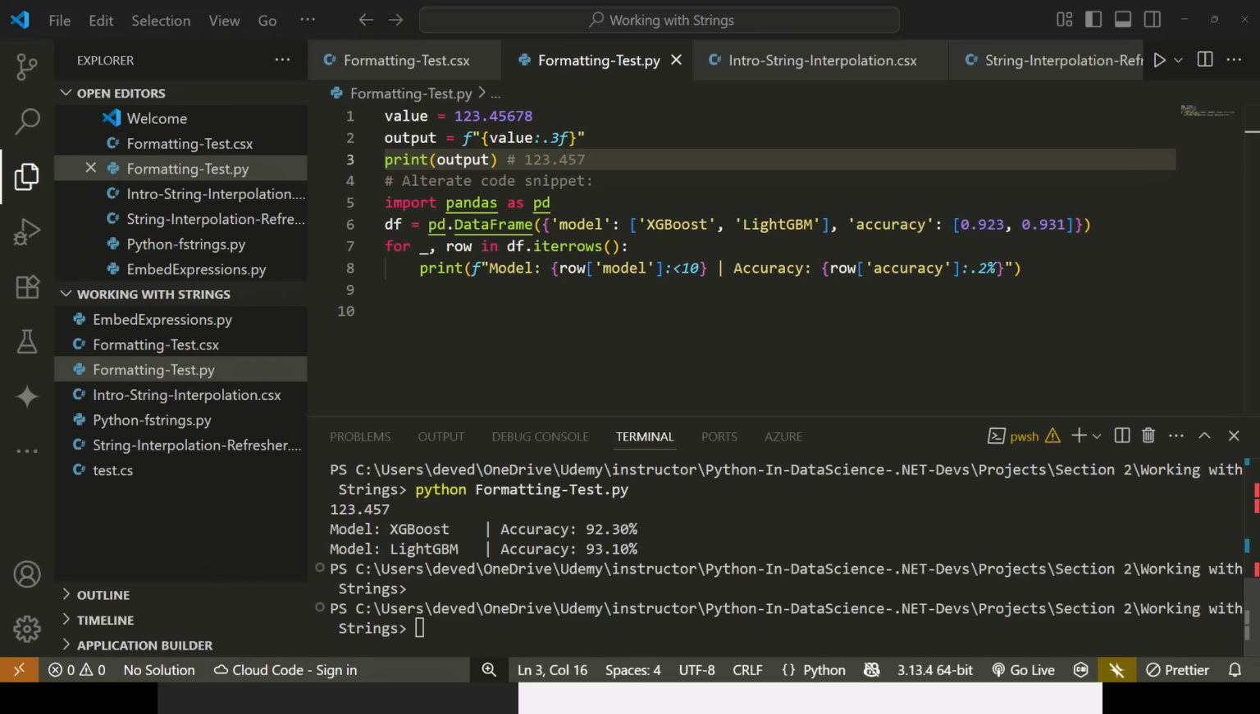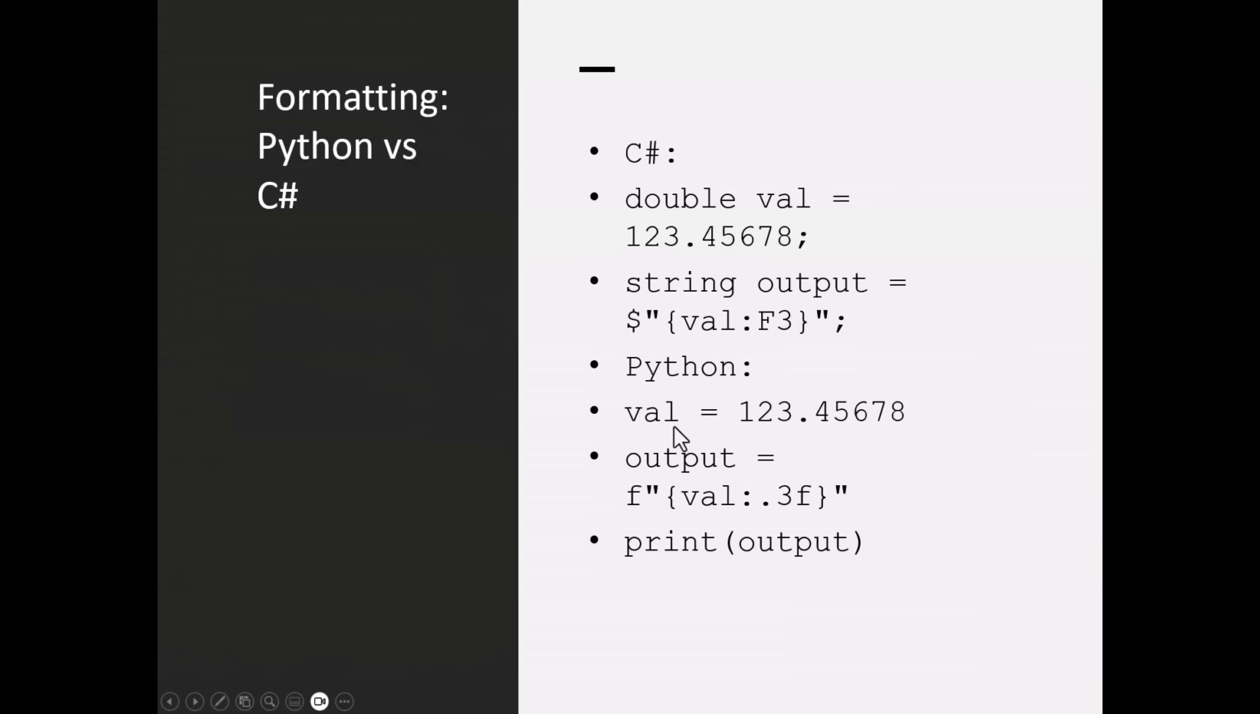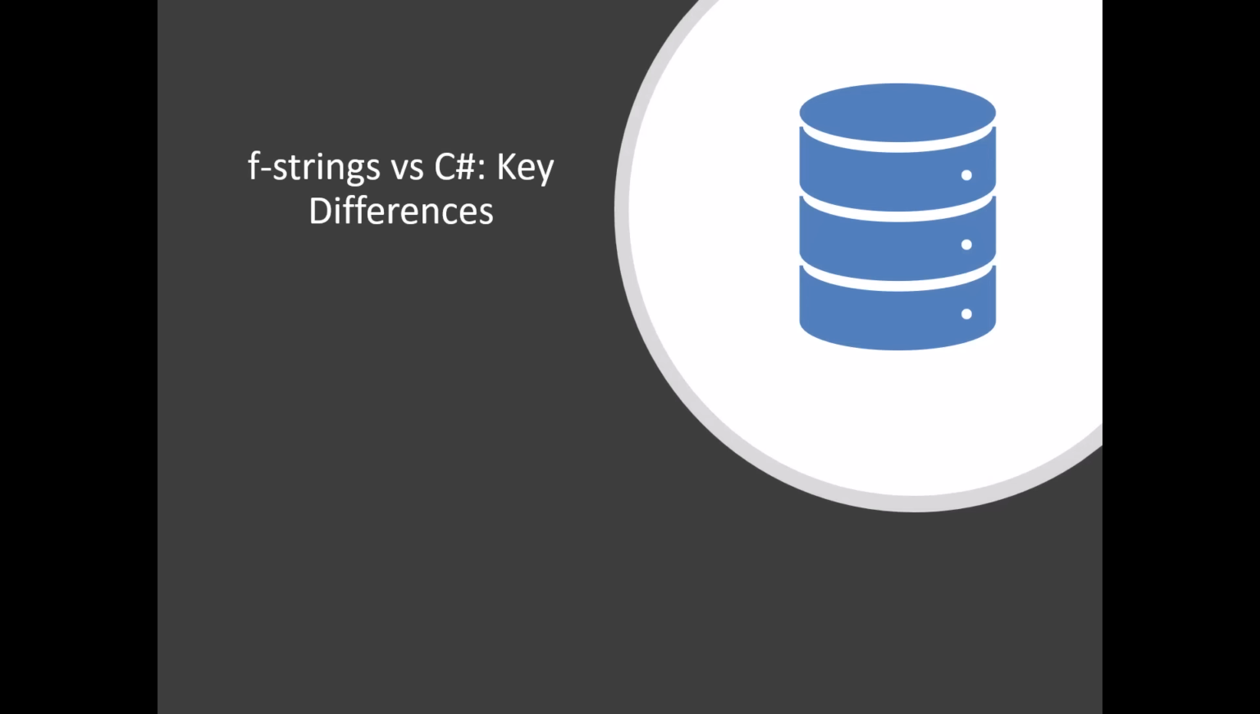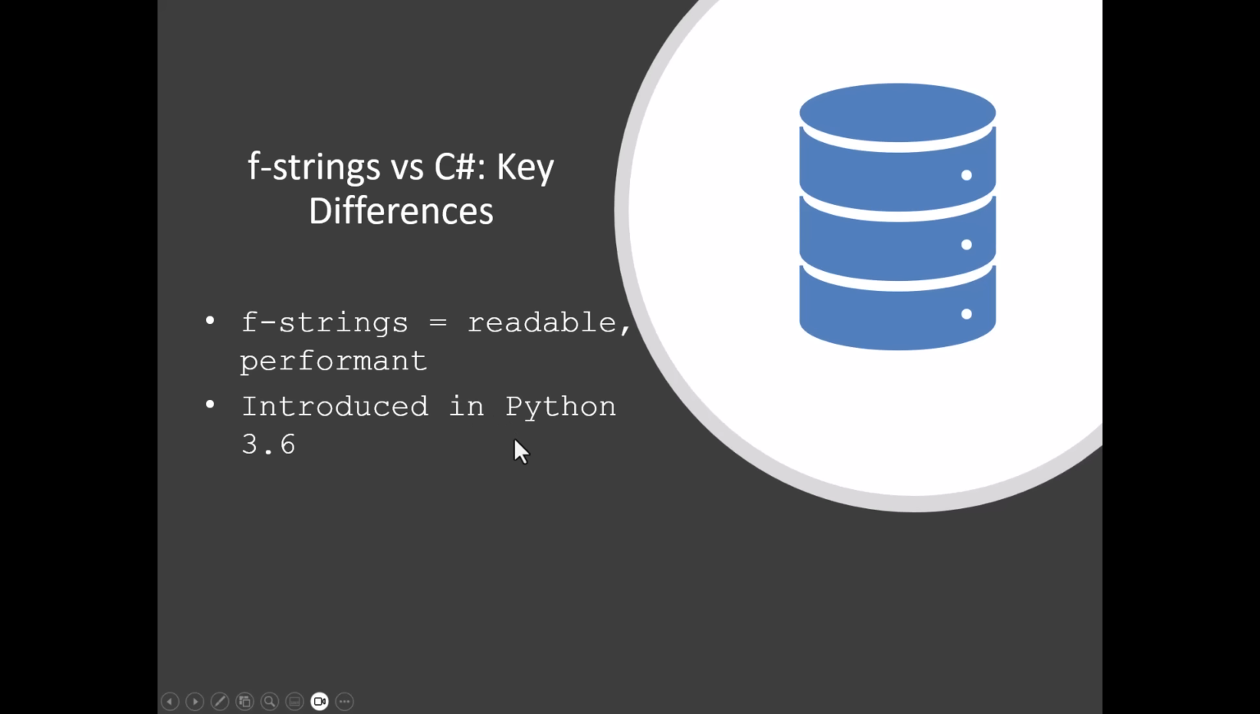So here you can see that the formatting is such that .2f with percentage means you get 2 places of decimal. After the decimal, it goes up to 2 places, so 0.923 is 92.3 and 0.931 is 93.1, rather 92.30 and 93.10. Now the last thing is about the data frame output that we have just seen, and the key differences. So f-strings are readable, performant, introduced in Python 3.6, and evaluated at runtime.